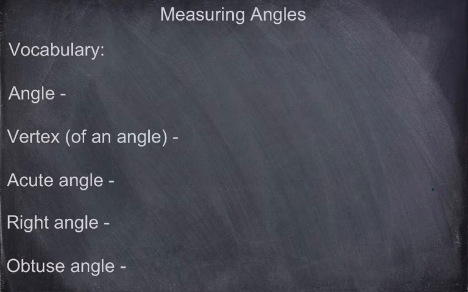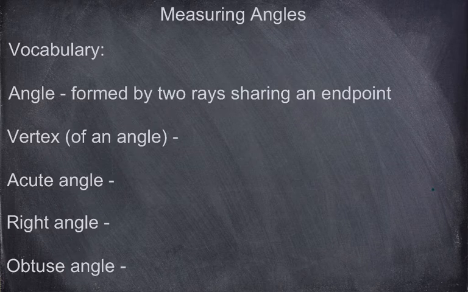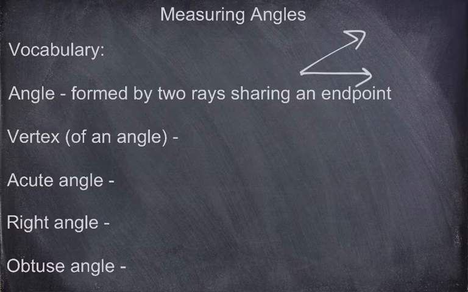What is an angle? Well, an angle is formed by two rays sharing an endpoint. So what does that look like? Again, we have a ray, and then that endpoint is also extending from another ray. So when two rays join together with the same endpoint, what gets formed here is an angle. Now, we're going to be dealing with tons of angles, so get used to that.